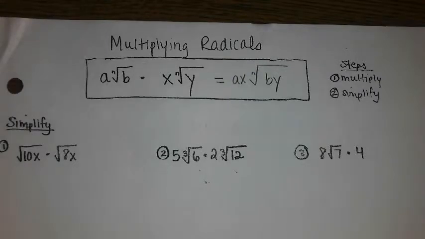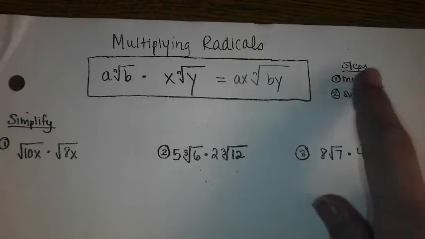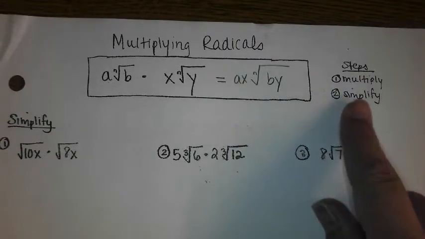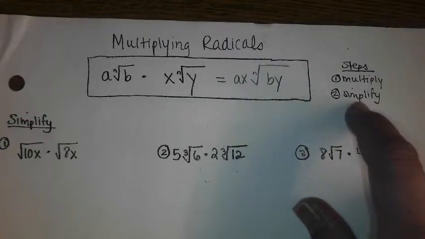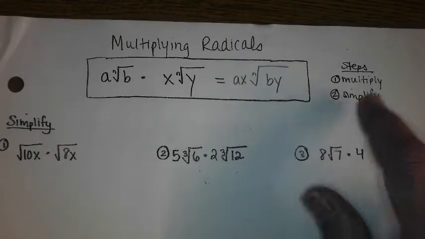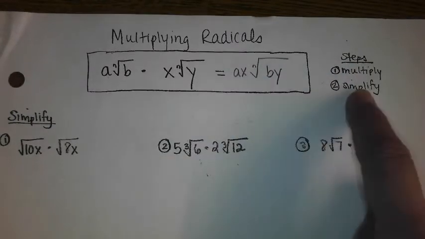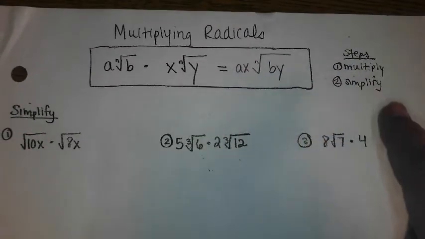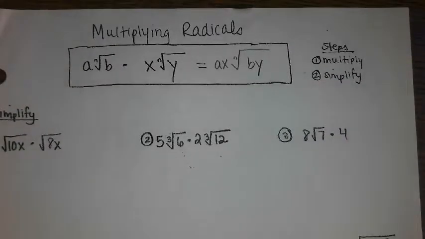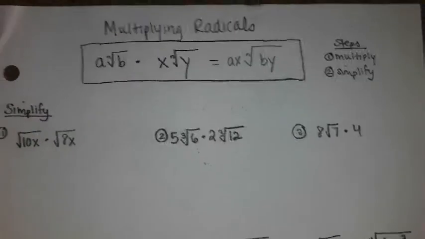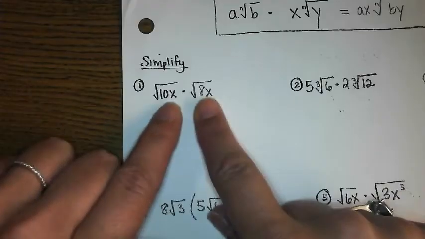Now, 99% of the time, and when the 1% of the time comes up where you wouldn't do it in this order, I will tell you. But 99% of the time, I would suggest you multiply first and then simplify. Because if you simplify first and then multiply, a lot of times you're just going to have to simplify again. But you could do these technically in either order. You could simplify first and then multiply.